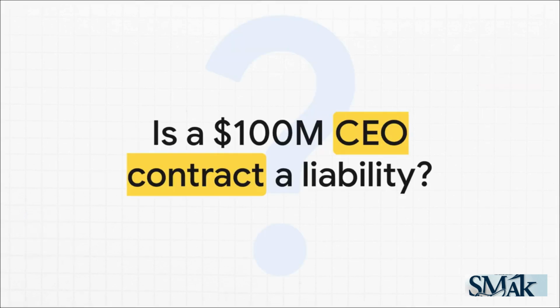All right, how about Scenario 2? A company signs a massive 4-year, $100 million contract for a new superstar CEO who starts next month. The ink is dry on a legally binding, gigantic contract, but the CEO hasn't worked a single day yet. Does this $100 million promise count as a liability right now?